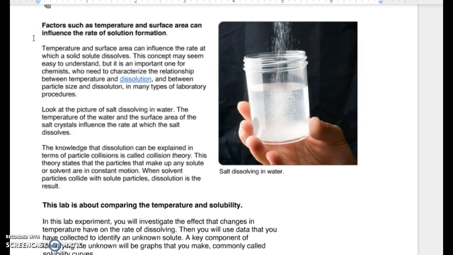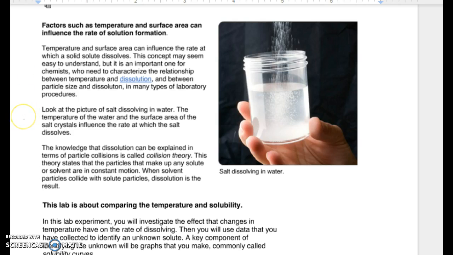Factors such as temperature and surface area can influence the rate of solution formation. Temperature and surface area can influence the rate at which a solute, what's being dissolved, dissolves. This concept may seem easy to understand, but it's an important one for chemists who need to characterize the relationship between temperature and dissolution and between particle size and dissolution in many types of lab procedures.